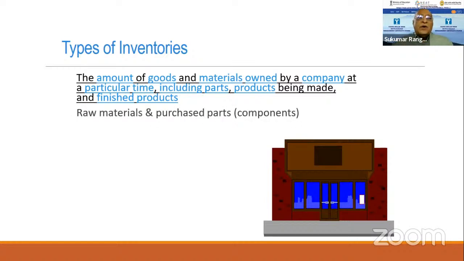It consists of raw materials and purchased parts. Raw materials, if you take the example of a car, could be the steel and many other basic raw materials. When you say purchased parts, or a component, a component is something which goes directly into the assembly of the thing without changing its form, right? So that is a component.